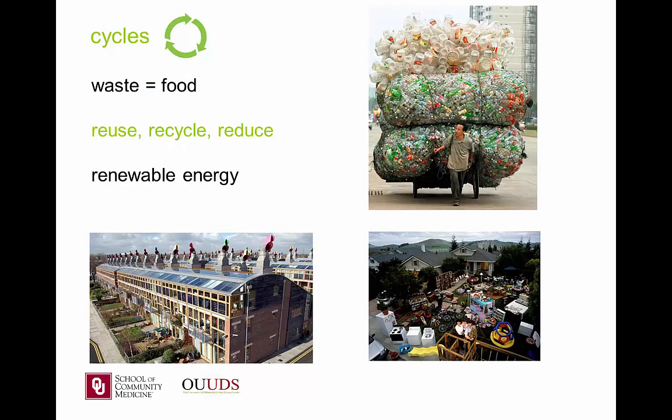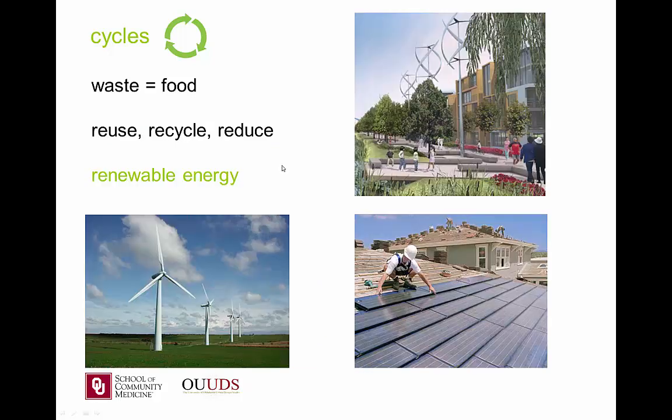Contrast the typical suburban home on the lower right, its contents splayed across the front lawn, with the intentional community of Bedzed in England on the lower left, that strives to be a zero-zero neighborhood with zero outside inputs and zero waste. We also need to make the transition to utilizing renewable energy.